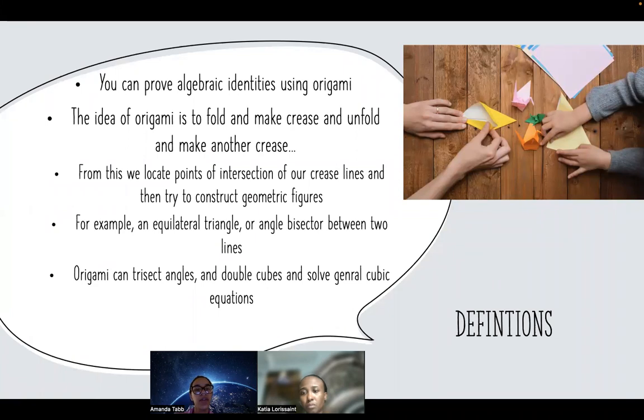The idea of origami is to fold and make a crease, and unfold and make another crease. From this, we can locate points of intersection from our crease lines and then try to construct geometric figures. Many geometric figures can be constructed with origami, for example, an equilateral triangle or an angle bisector between two lines. Origami can trisect angles, double cubes, and solve general cubic equations.